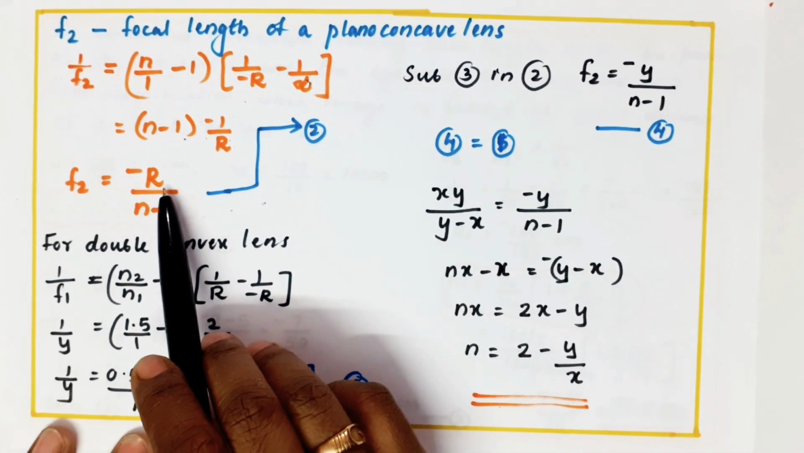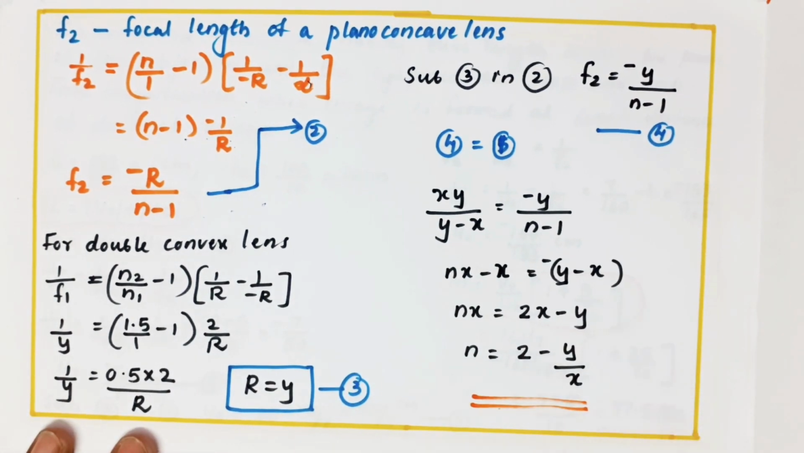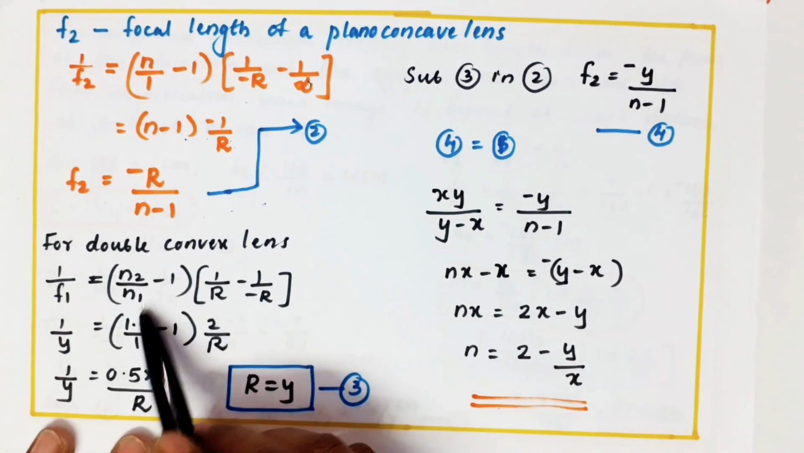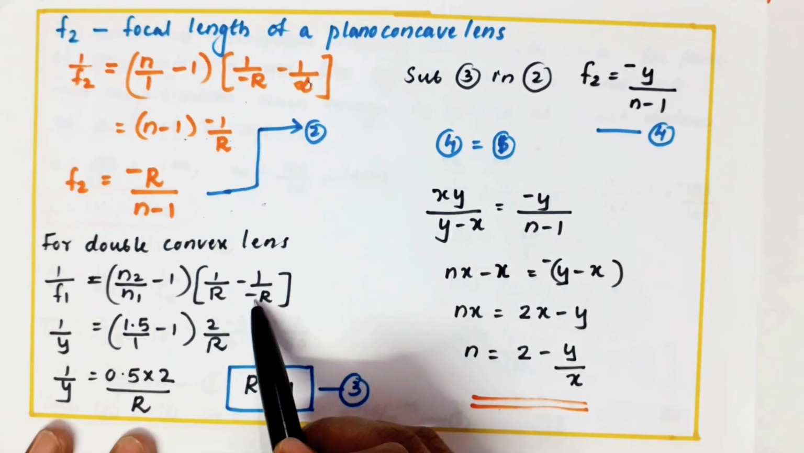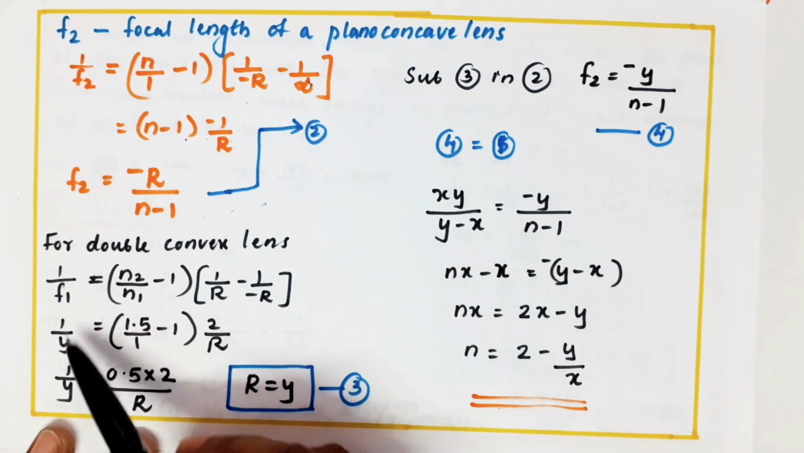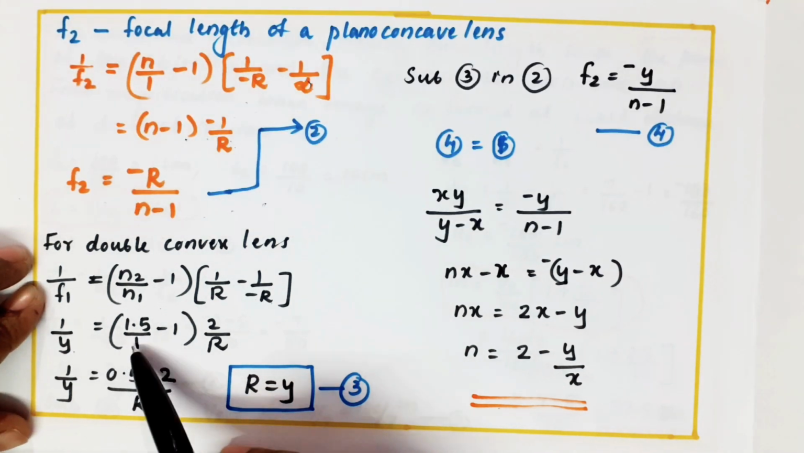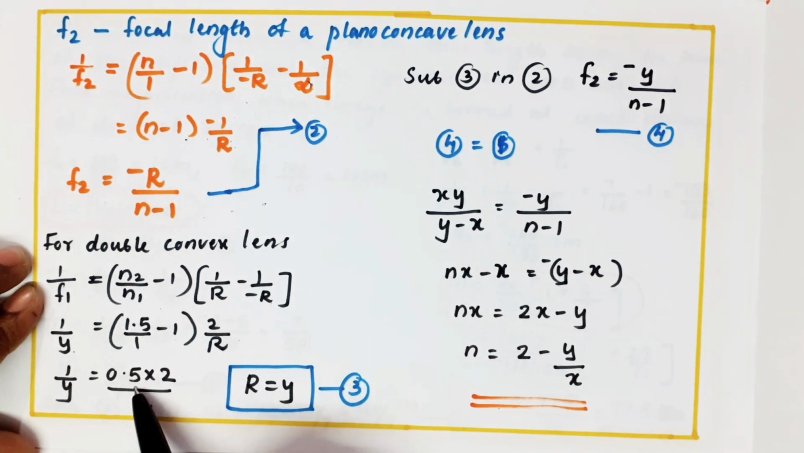Now I need to find R. R is also not given in the options. So next, f1 I have taken for the double convex lens. For the double convex lens, I apply my lens maker's formula: n2 by n1 minus 1 into 1 by R minus of minus 1 by R. F1 is y, as I have taken. So 1 by y is equal to 1.5 by 1 minus 1 into 2 by R. 1 by y is equal to 0.5 into 2 by R. That is R equals y.